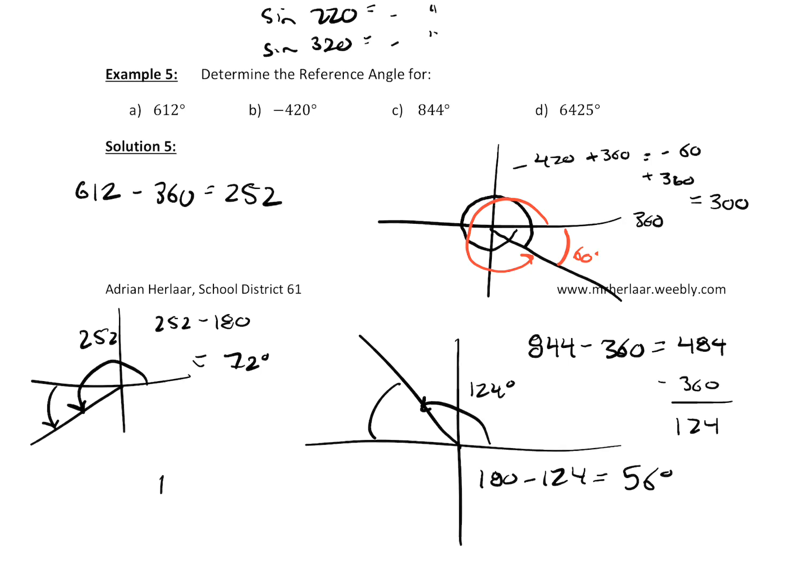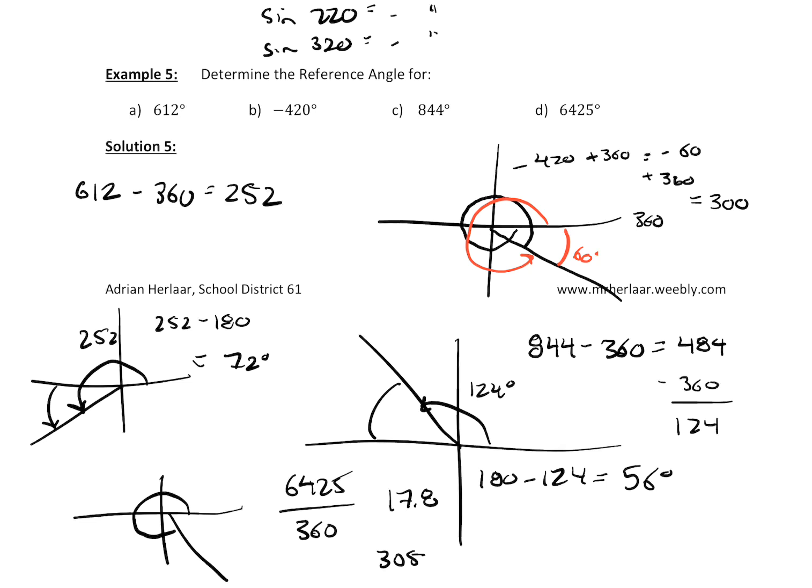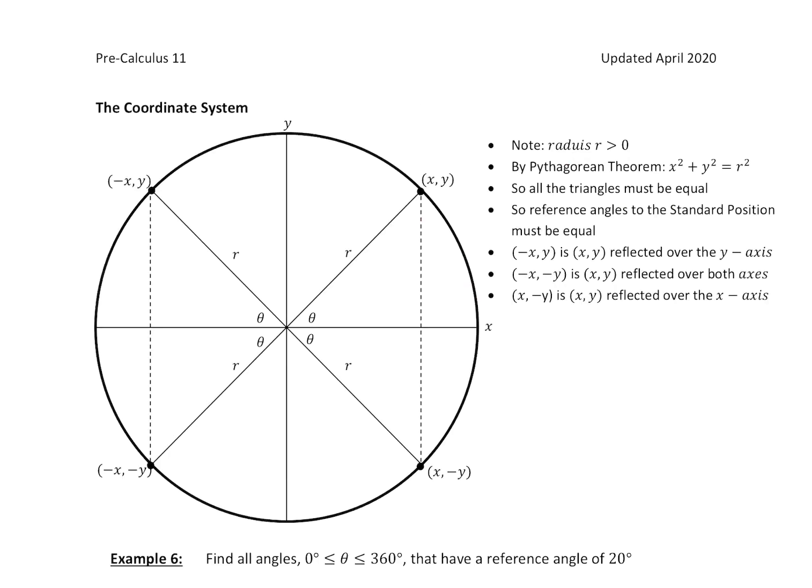And then the last one is 6,425. 6,425 divided by 360, and I get 17.8. So now I'm going to do 360 times 17 and subtract that from 6,425. And I get 305, which means I am in this quadrant. So 360 minus 305, my reference angle is 55 degrees. So that's reference angles. Practice, practice, practice.